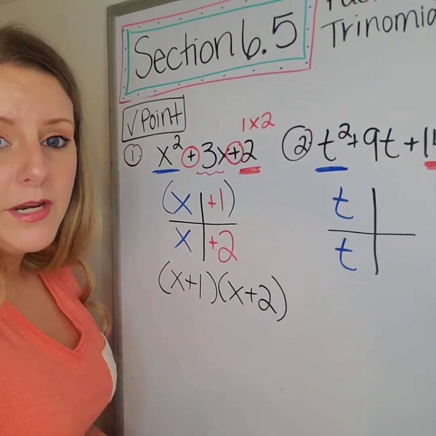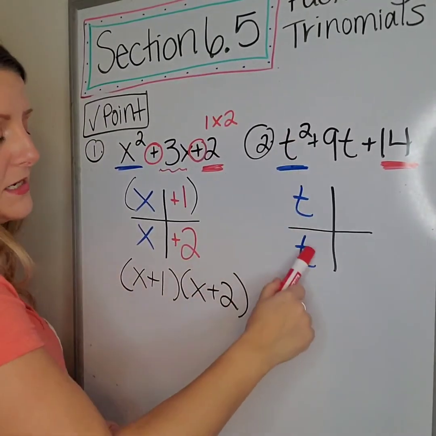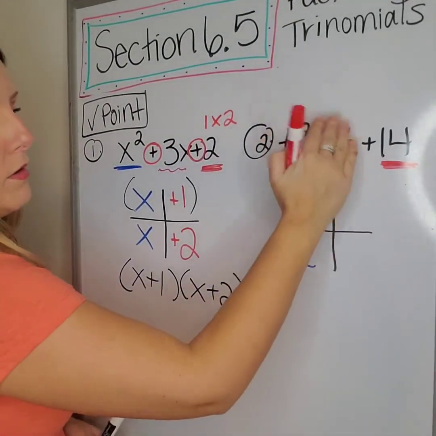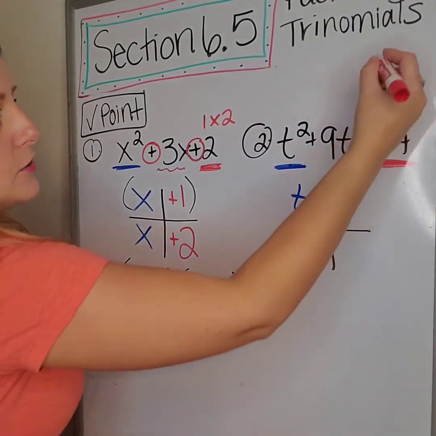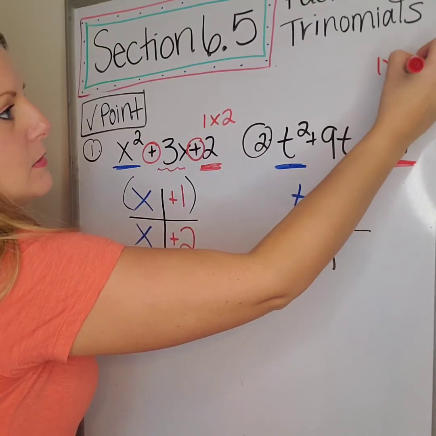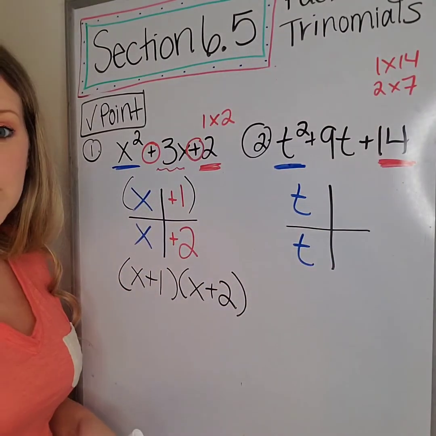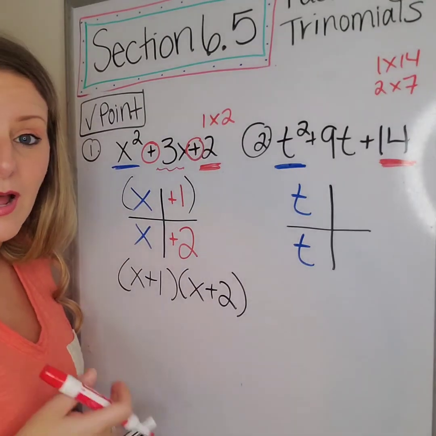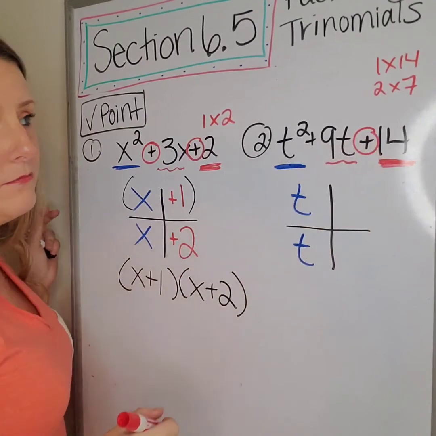So same thing over here. Let me move the camera a little bit. We've already got our t squared, which is t times t. We're not looking at the middle number. We're looking at the 14. We're going to list the factors of 14. 1 times 14, 2 times 7. Are there any other factors? No. Okay, so out of those two choices, which one adds to make 9?